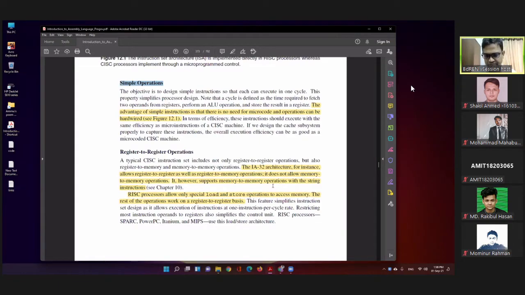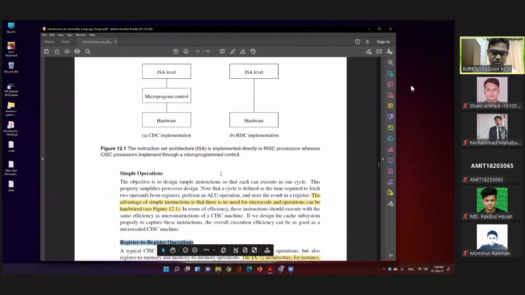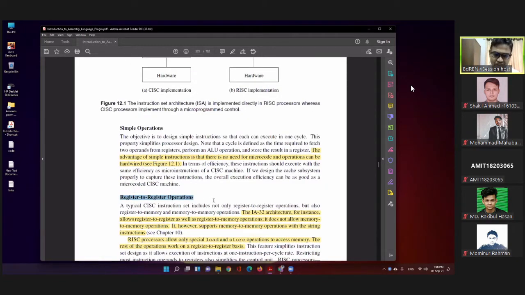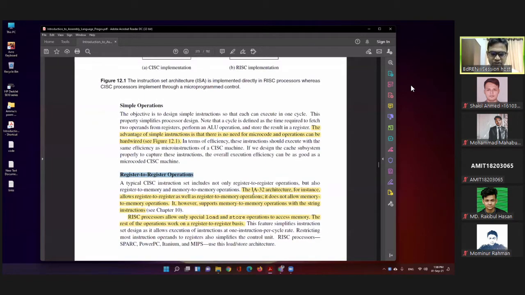There are very few, right? There are very few operations, like some of the load and store architecture. They need to access the memory, but the rest of the operations work on a register to register basis. It is written here in the book. RISC processors allow only special load and store operations to access the memory, and the rest of the operations work on a register to register basis. That means in RISC types of processor, most of the tasks are register to register. That's why it is faster. That's why it is much better to use it.